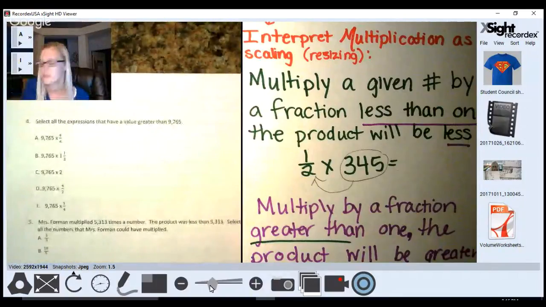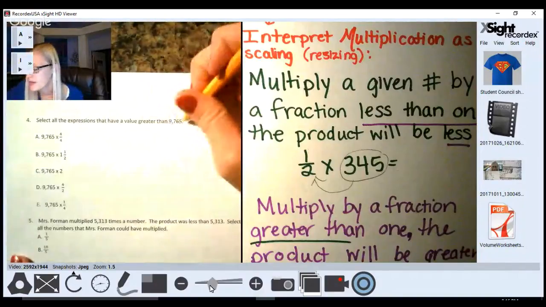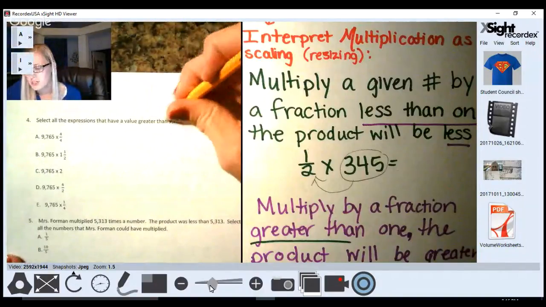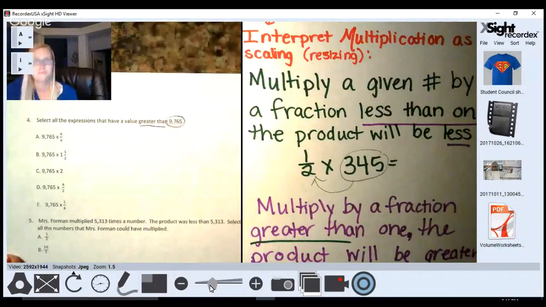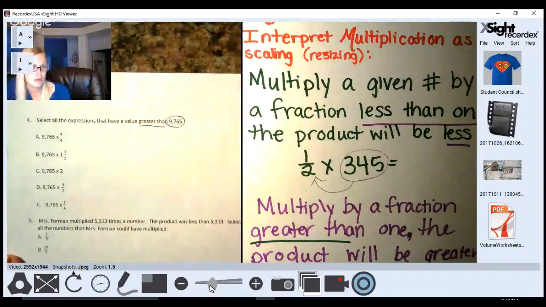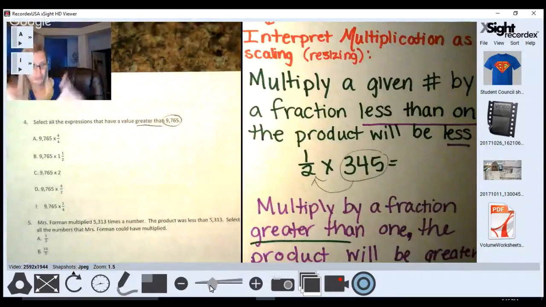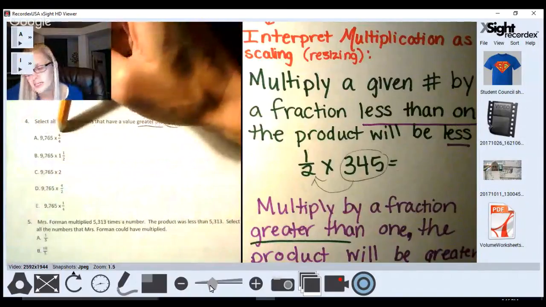Again, continuing to apply those rules. Select all the expressions that have a value greater than 9,765. And so again, I'm going to refer back to my rules. When I'm multiplying by a number greater than 1, I'm getting a full share plus some more, depending on what you're multiplying by. So you're wanting to look for a number greater than 1. So look at A. Does A work?